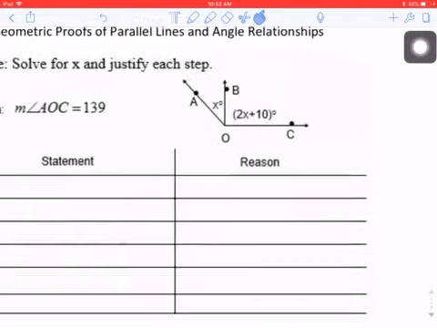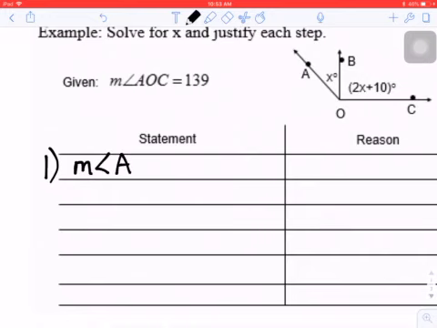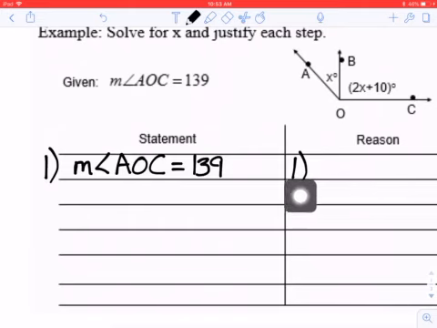Whenever you're doing a proof, don't forget you always want to start with what's given or what you see. It's also a good idea in proofs to number them so you can match each statement with each reason, because sometimes your statements take up more than one line. So for number one, I'm going to start with what's given to me. The measure of angle AOC is equal to 139. And I'm also going to number the reason for that so I know that this matches this. The reason: because it's given. Okay? It's literally there in front of my face.